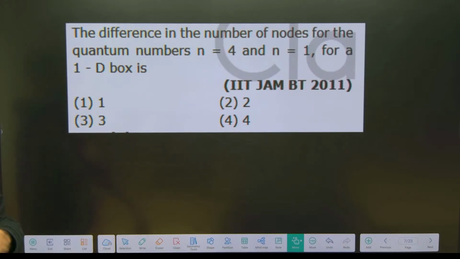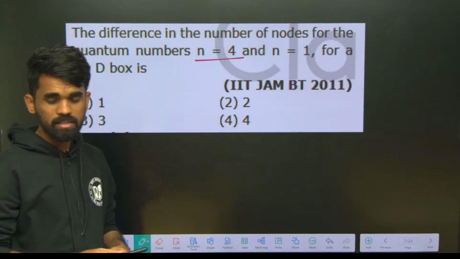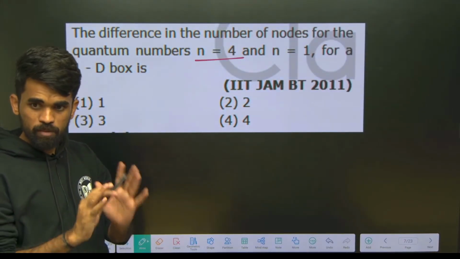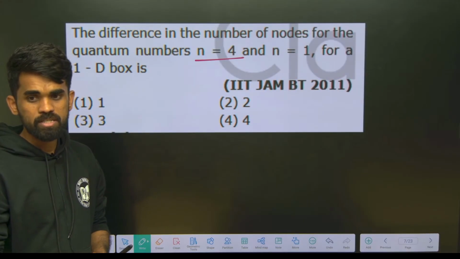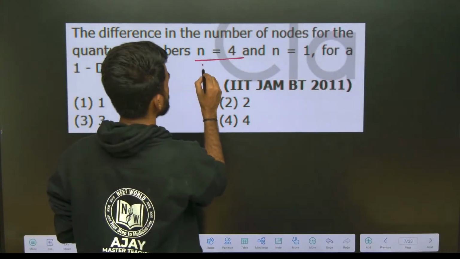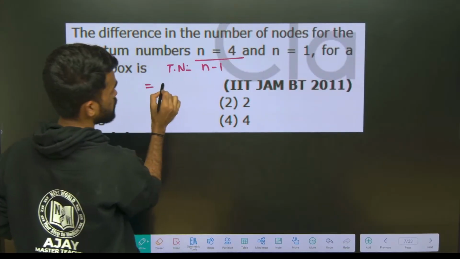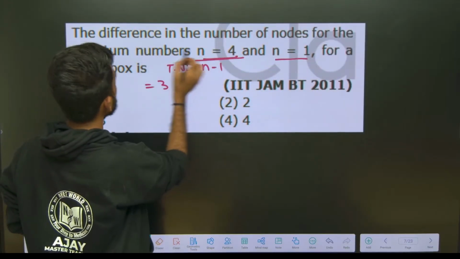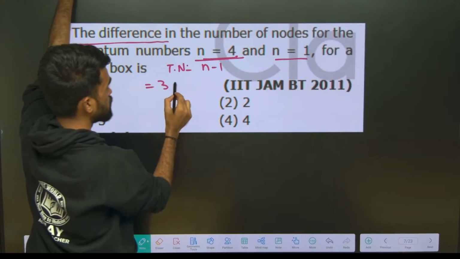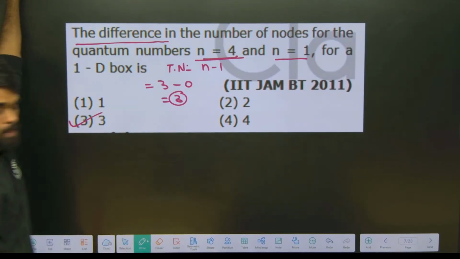So what is the answer? Difference in the number of nodes for the given quantum numbers. They are saying number of nodes, it means they are not saying radial nodes or angular nodes, so you can take total nodes. What is the formula of total nodes? Angular nodes plus radial nodes, that is n minus 1. So 4 minus 1 is 3 here, and for this 2, 0. So they are saying the difference, 3 minus 0 will be 3. So your answer should be 3 only.